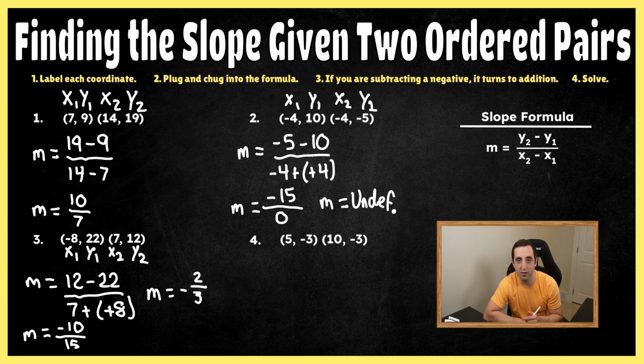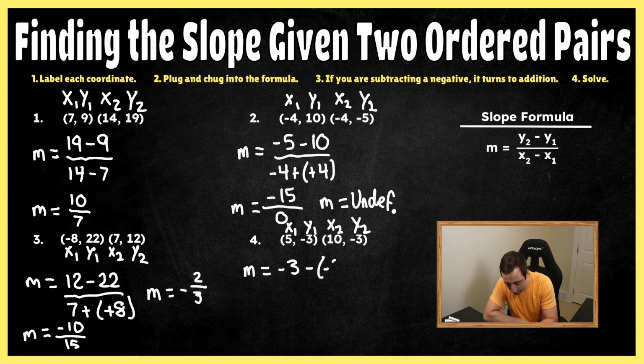Now on to the last one before we go to the practice session where you try 4 out on your own. So let's label it: x1, y1, x2, y2. Plug it into our slope formula, so we have -3 minus -3 all over 10 minus 5. -3 minus -3 turns to adding 3, so we have m equals -3 plus 3 is 0. 10 minus 5 is 5.